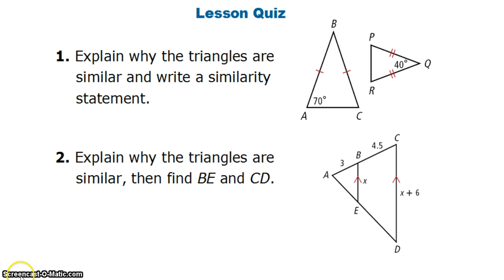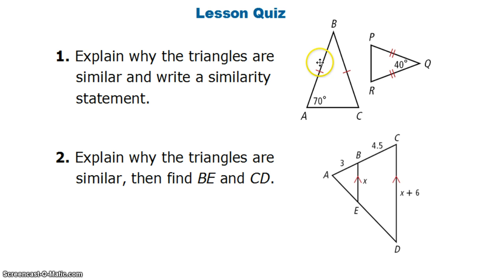Come back and check your answers. Okay, Stephen's explaining number 1, and he says due to the fact that it's isosceles, the base angles are congruent. So we have 70 here, and C is 70 as well. And then B is 40. And then I can use SAS.